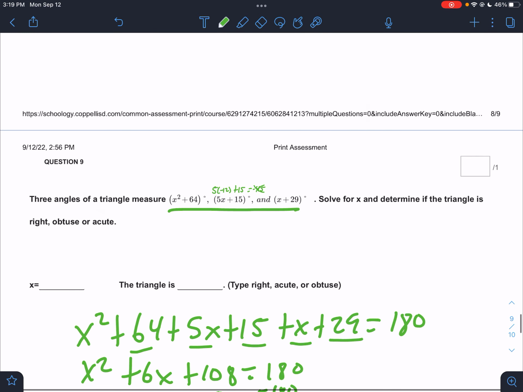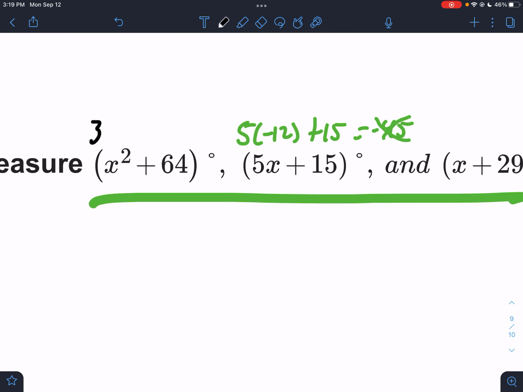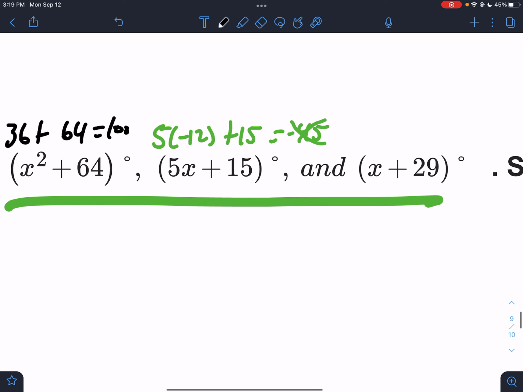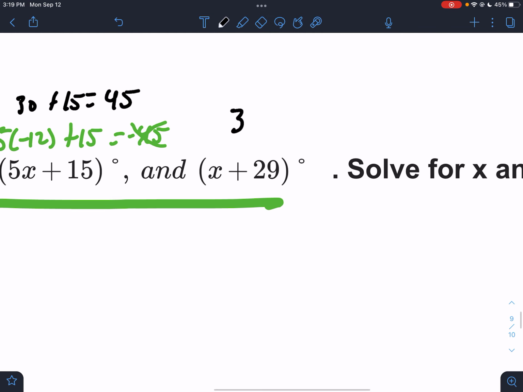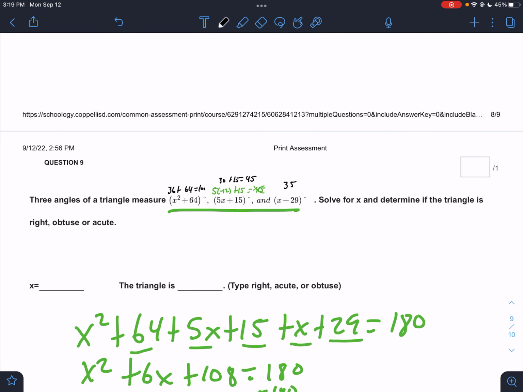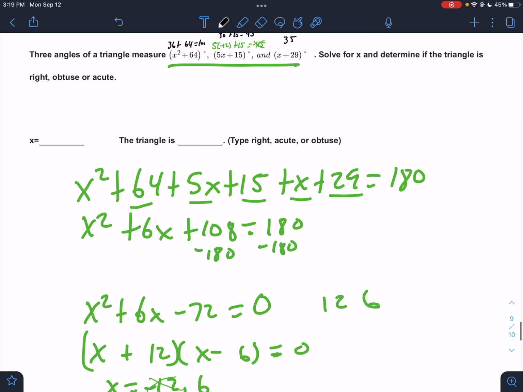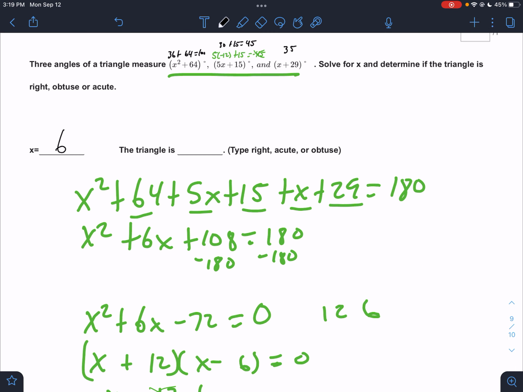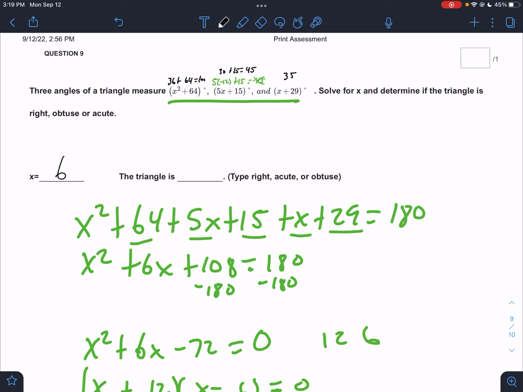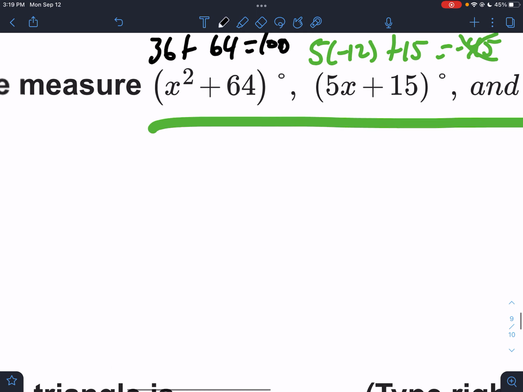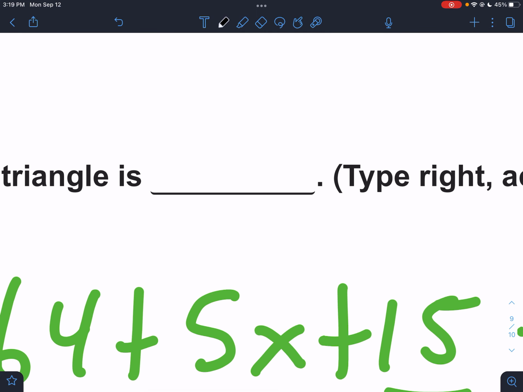Let's try 6. Does 6 work everywhere? If I plug in 6, I would have 36 plus 64. That's 100. That's okay. I plug in 6, I would have 30 plus 15. That's 45. Plug in 6, I would have 35. Those are great. So x must be 6. And the triangle would be, well, if I have this 100-degree angle here, that would make it an obtuse triangle.